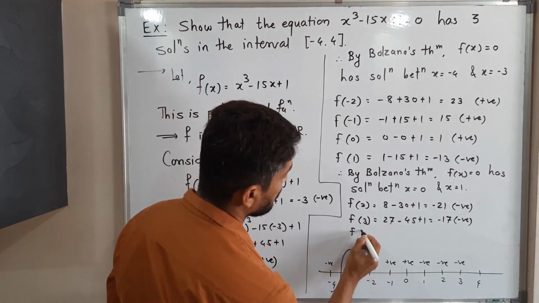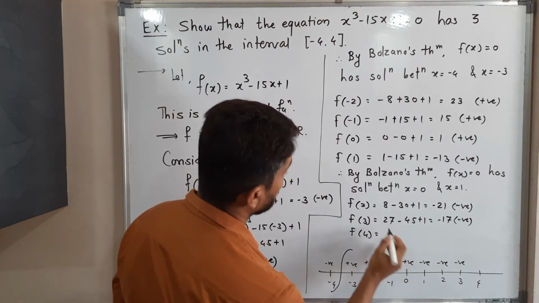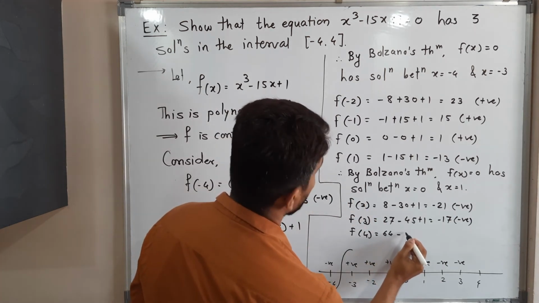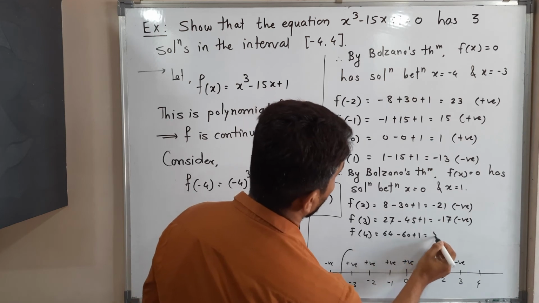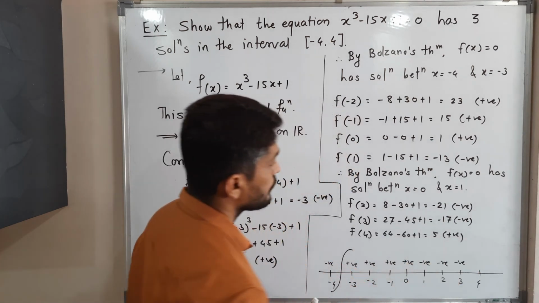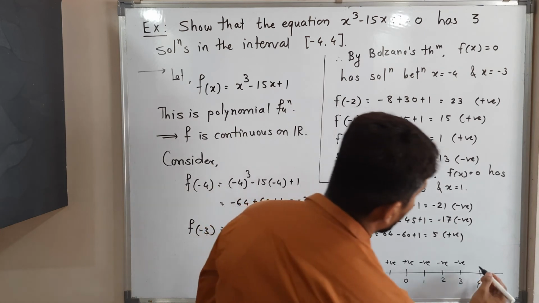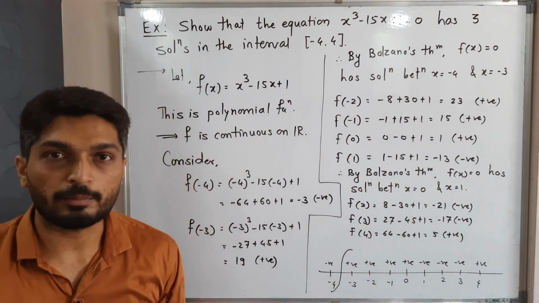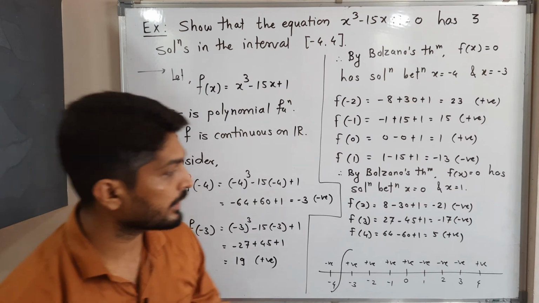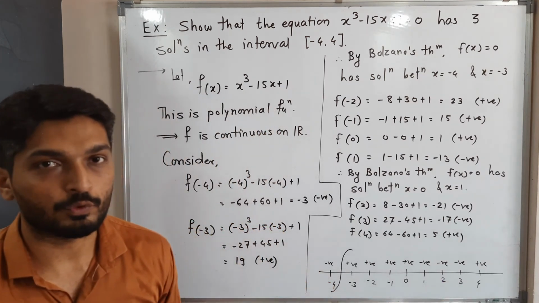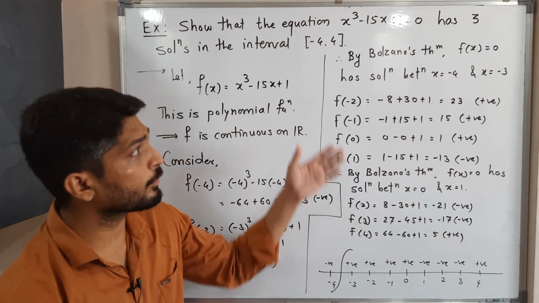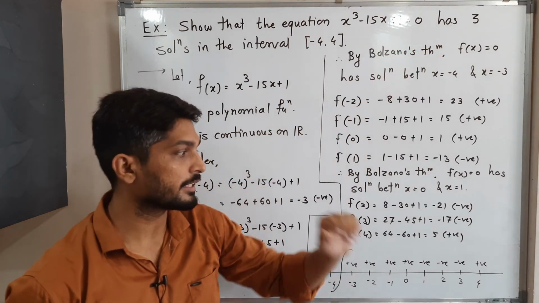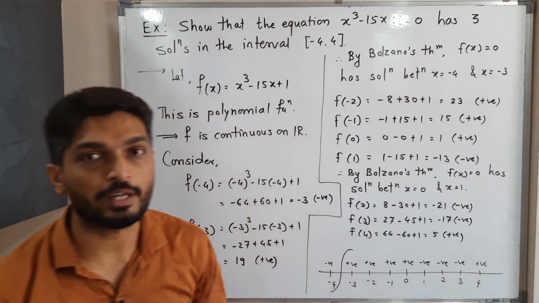So f of 4. So that means here I should put 4. 4 cubed is 64 minus 60 plus 1. So it is 5, positive. So at 4 we have a positive value again. So here negative, positive. So again I can apply Bolzano's theorem, and that theorem says there is a solution between x is equal to 3 and x is equal to 4. That will be the last solution, since already we have got 2 solutions. How many solutions do we want? 3 solutions, and the third solution we get between x is equal to 3 and 4.